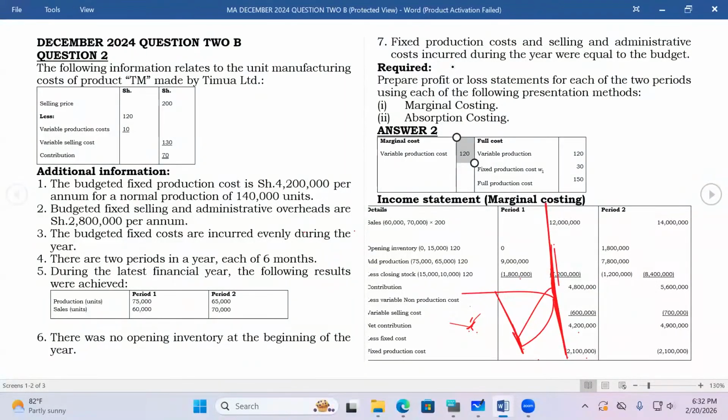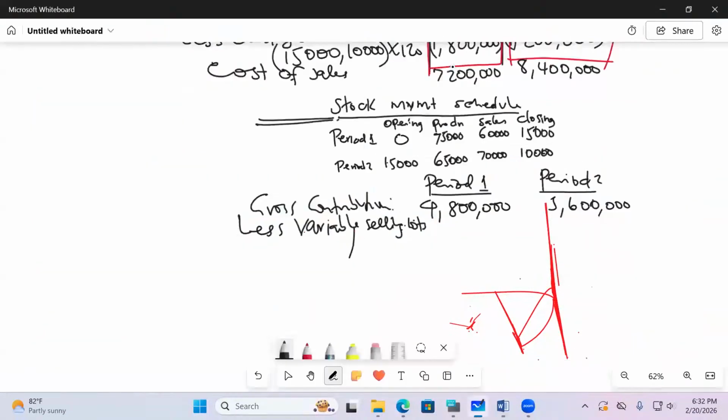It is 10. But remember that 10 is for each unit. So I must look for the units that we sold to multiply with 10. Period 1 sales were 60,000. Period 2 sales were 70,000. Multiplying with 10 gives me 600,000 for the first period, and the second period, 700,000.